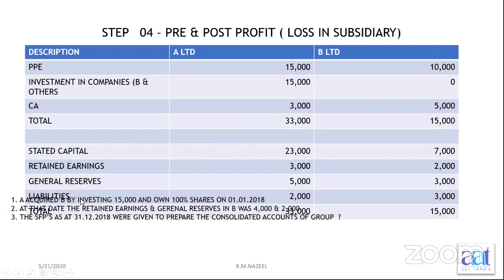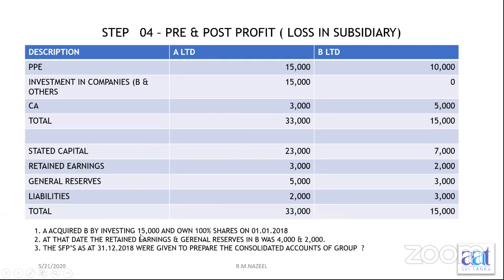Now see the adjustment. A acquired B, investing 15,000. Now we have made the full investment, 100%. At that date, the retained earning was 4,000. Now you wonder, the retained earning is 2,000. How can we get 4,000 rupees? Don't panic. Imagine a statement of changes in equity. The opening balance was 4,000. The closing balance was 2,000.